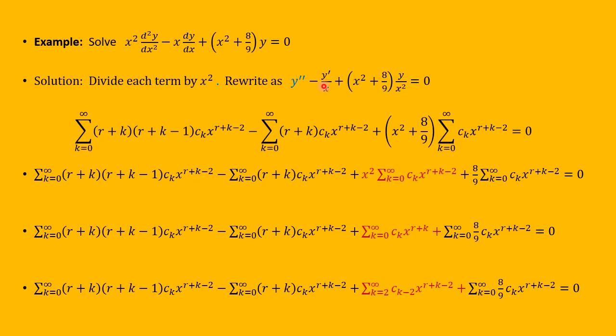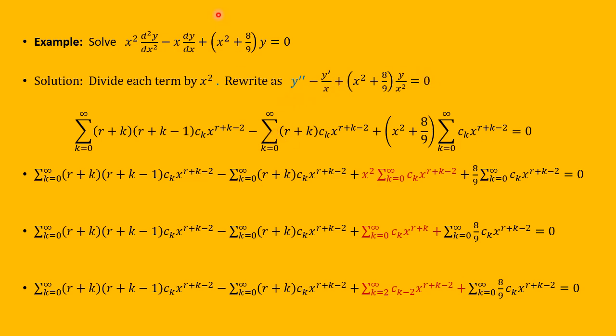Okay, and then this one over here, we can do something similar. We will divide this by x squared. I put it right down here, division by x squared. And on the right side, 0 divided by x squared is 0.